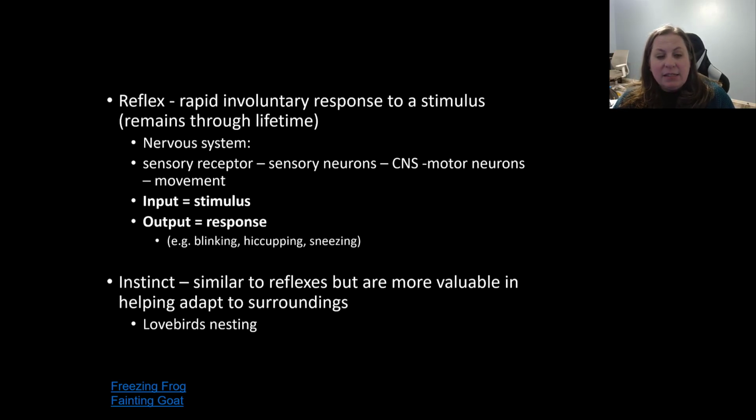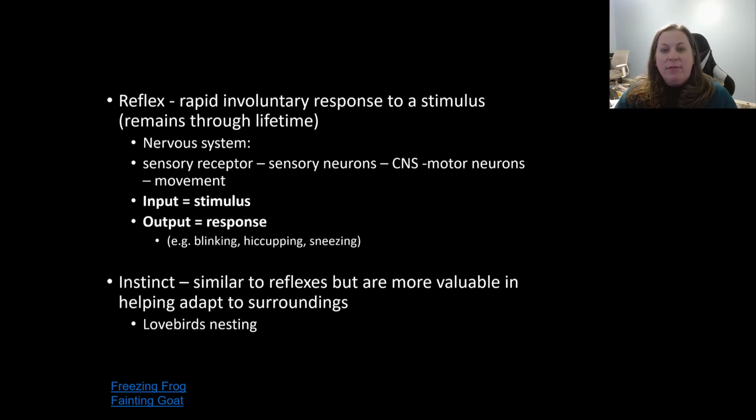Now, instinct is similar to reflexes, but it's more valuable in actually helping survive the area. An example of this is the instinct of lovebirds to build a nest in a particular way. They build it the way that they're supposed to, with different types of twigs and different materials. And they didn't have to be taught how to do this. The lovebirds just have instincts that allow this to occur.